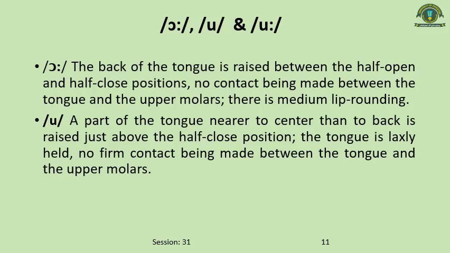Our next monophthong is O. This is a long vowel sound, or one of the long vowel sounds. Let's read the explanation. The back of the tongue is raised between the half open and half closed positions. No contact being made between the tongue and the upper molars. Do you find any contact between the tongue and the upper molars? Not at all. There is medium lip rounding.